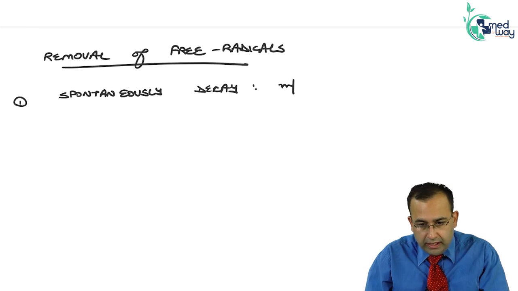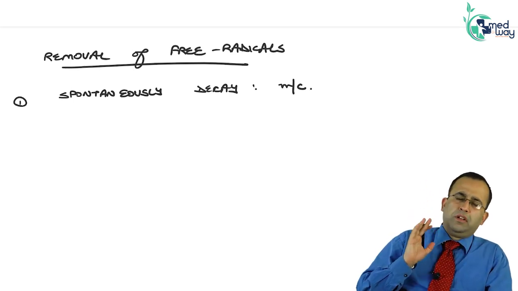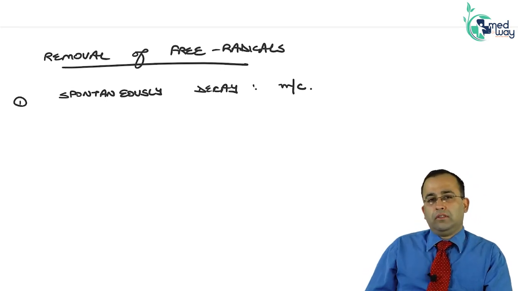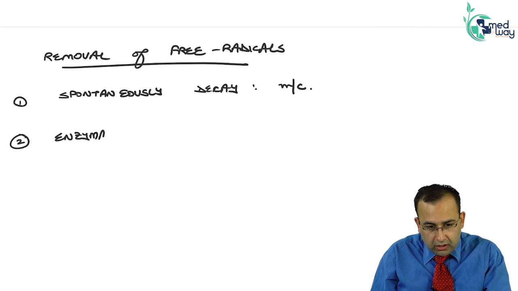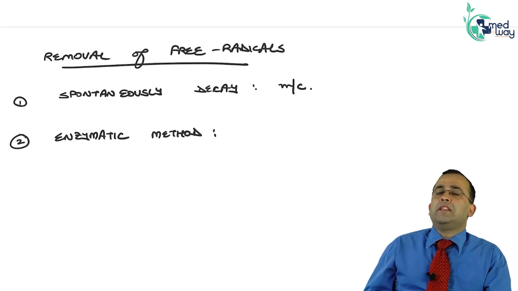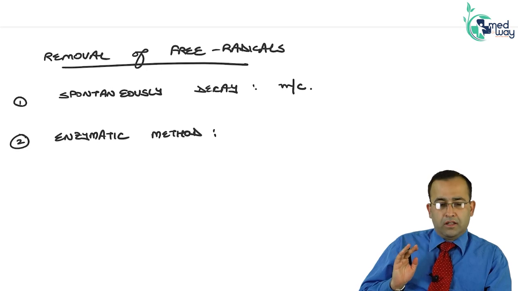This is the most common method of removal, they decay spontaneously. Next method of removal of free radicals is the enzymatic method. Enzymatic method of removal of free radicals.